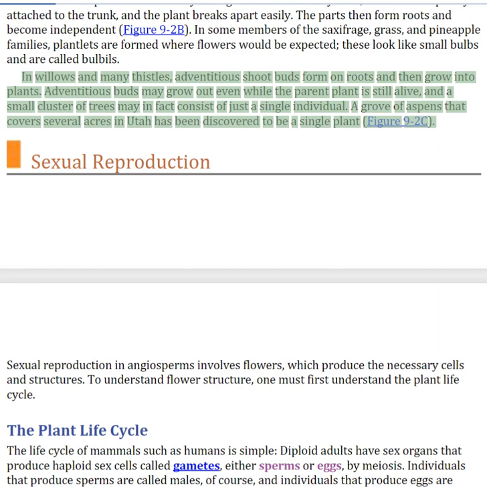In willows and many thistles, adventitious shoot buds form on roots and then grow into plants. Adventitious buds may grow out even while the parent plant is still alive, and a small cluster of trees may in fact consist of just a single individual. A grove of aspens that covers several acres in Utah has been discovered to be a single plant.